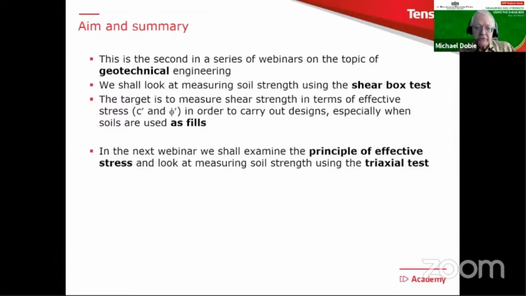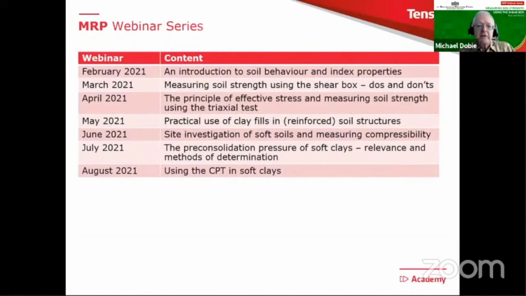The next webinar, which will be next month, we shall move on a bit further and look at the principle of effective stress. And then we shall also look at measuring soil shear strength using the triaxial test. That'll be the next webinar. So there's a brief outline of the webinars we plan. We're now on the second one. The other titles there may change slightly as I go along and we see how the material is working out. But certainly the April one will be as given in this list.